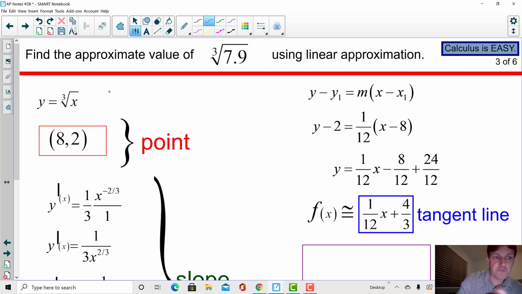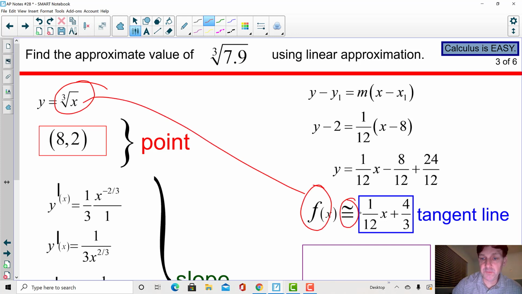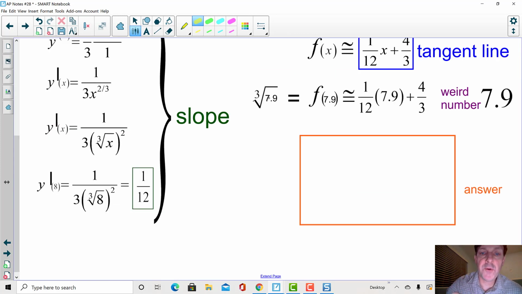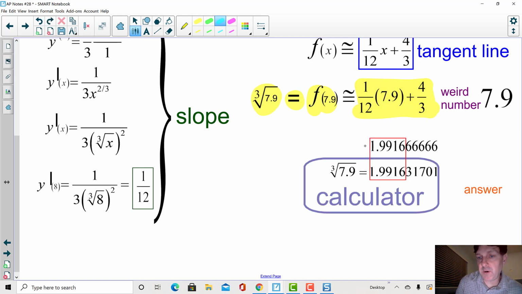Okay, so what we're saying is our function, which is the third root of x, is approximately equal to this tangent line as long as x is close to 8. Now the x that we want to use is 7.9. That's what I'm calling my weird number. So we can plug in 7.9. And so the third root of 7.9 is equal to f of 7.9. But that's approximately equal to plugging in 7.9 into the equation of our tangent line.